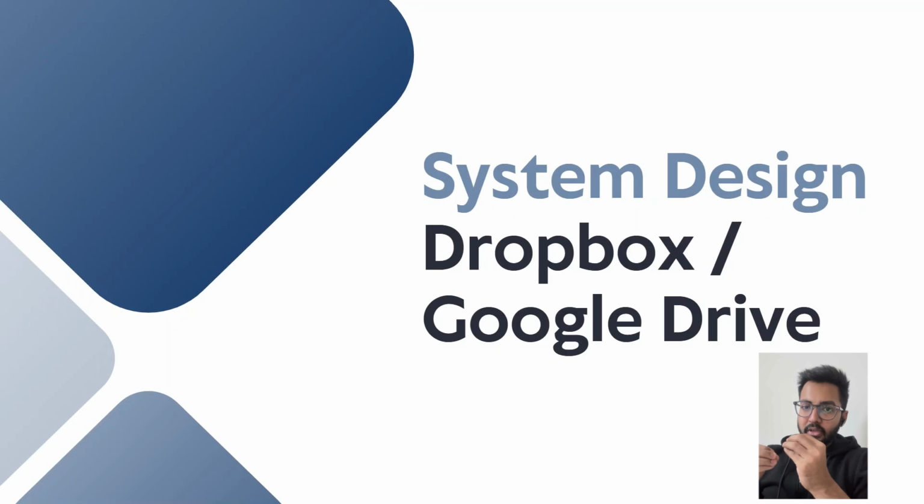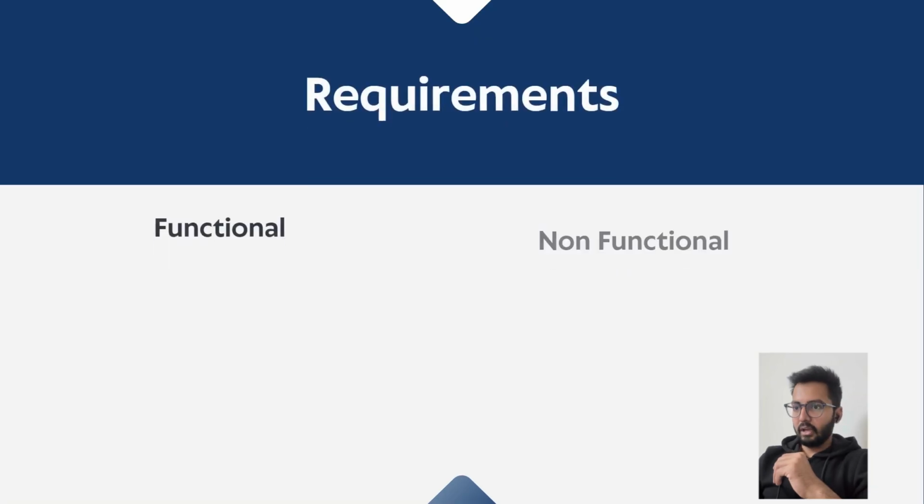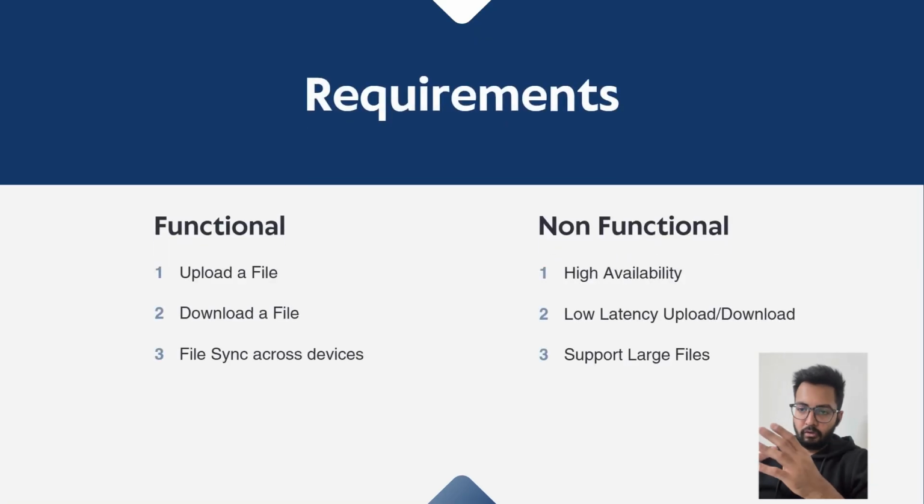So let's first look at the requirements. We have two types of requirements as usual, functional and non-functional. Starting with functional requirements, there are three that we need to consider. The first one is a user should be able to upload a file. The second one is a user should be able to download the file, and the third one is the files should sync across devices. These are the functional requirements as part of the scope of the video.